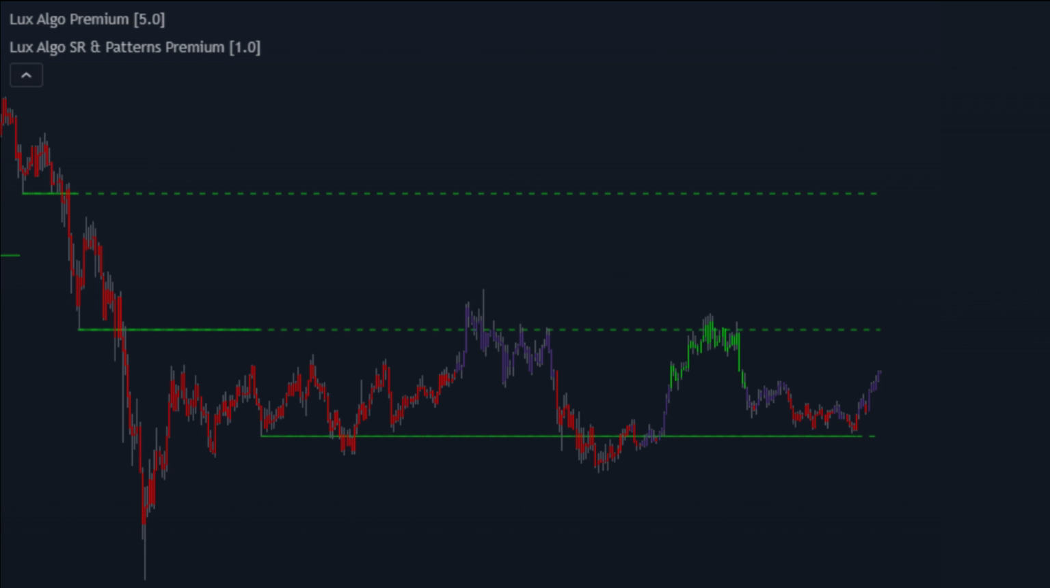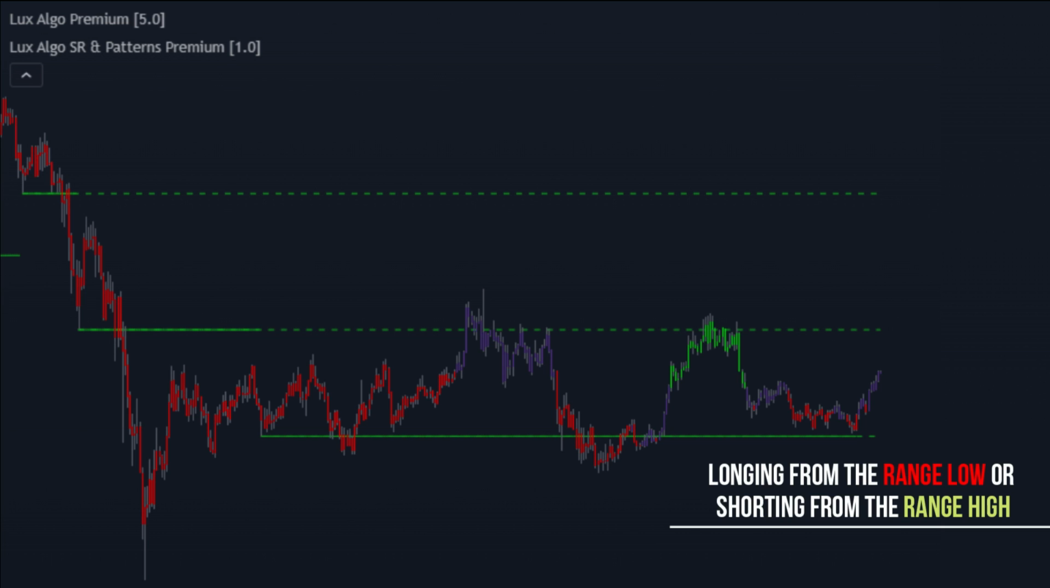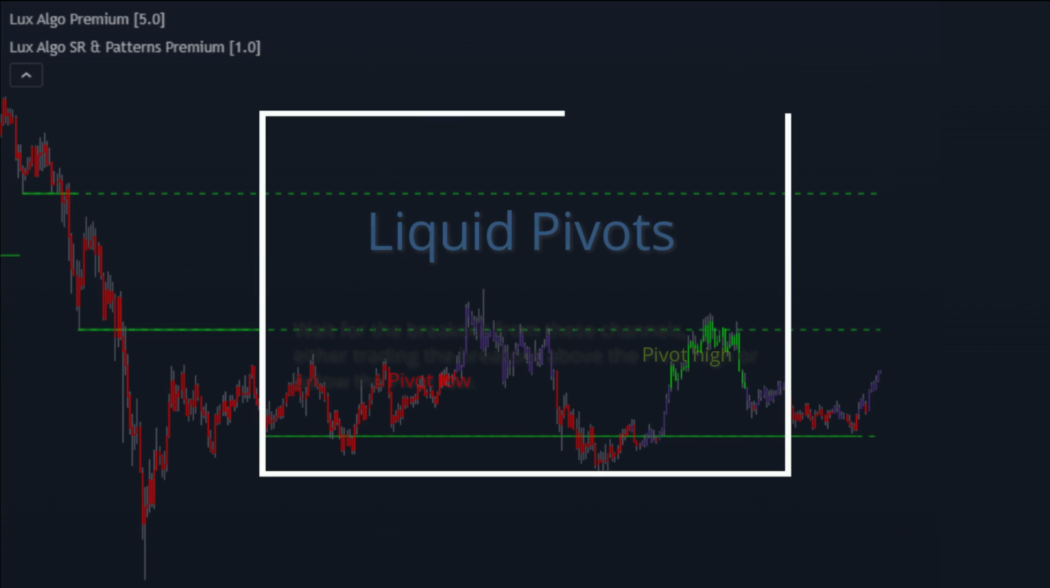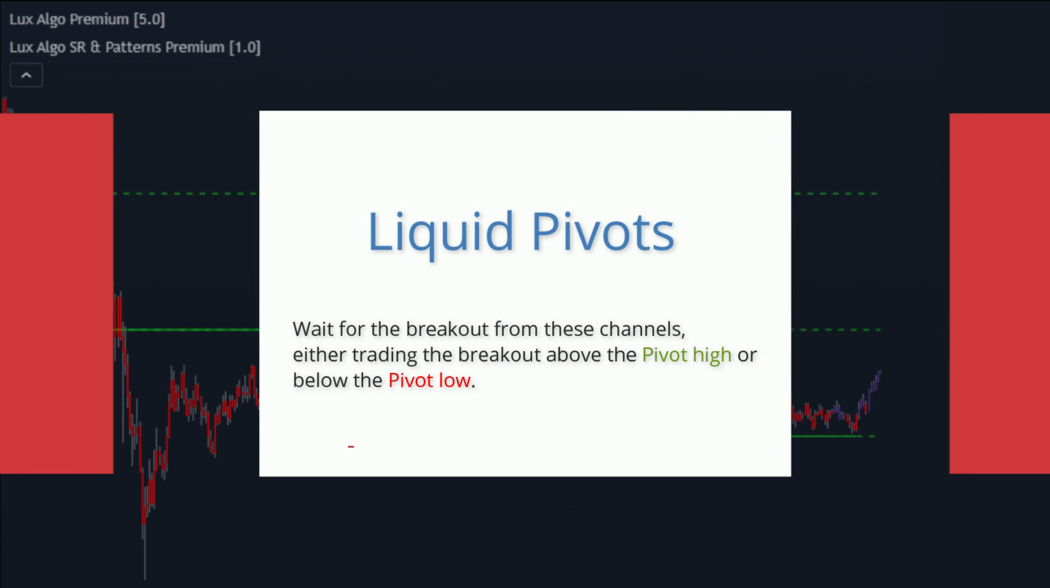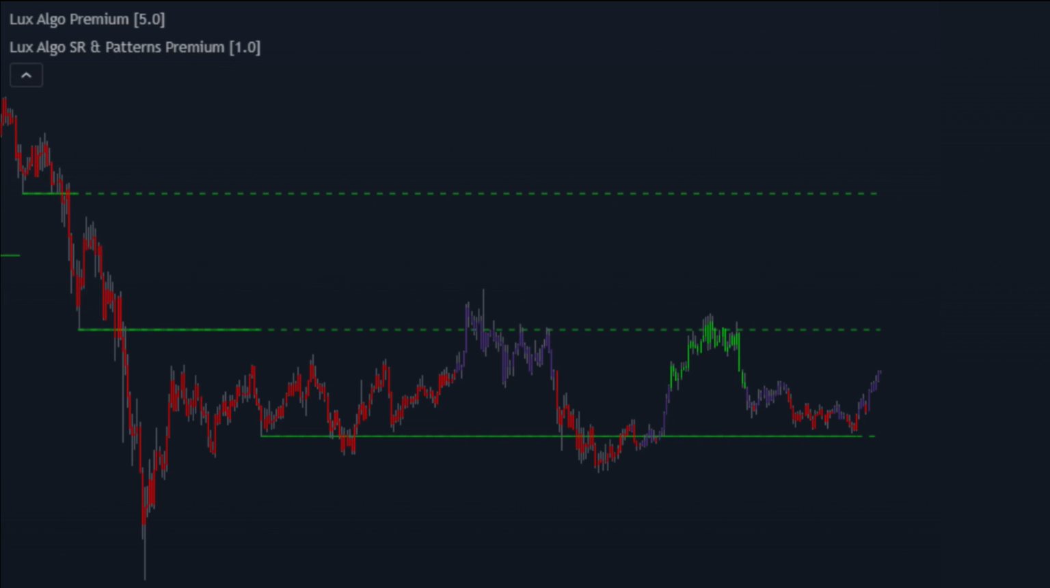If you wanted to trade these range channels, you could, longing from the range low or shorting from the range high. If you're a breakout trader, you could wait for the breakout from these channels, either trading the breakout above the pivot high or the breakout below the pivot low. You could even use the next liquid pivot level as your profit target.